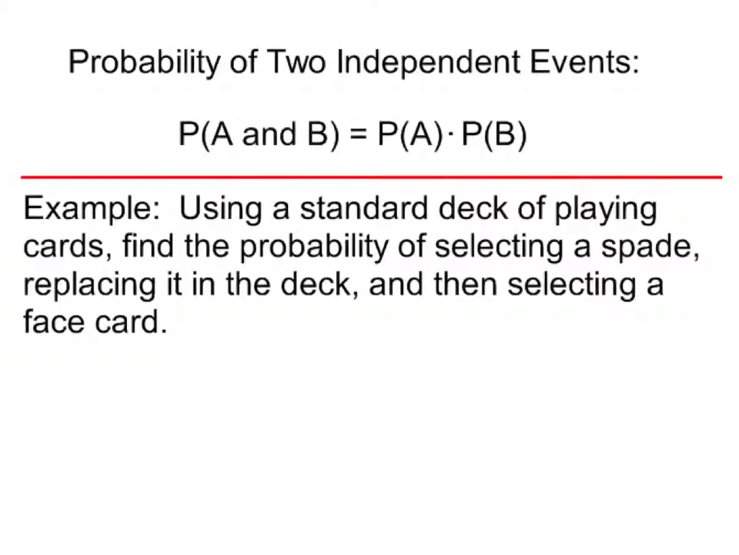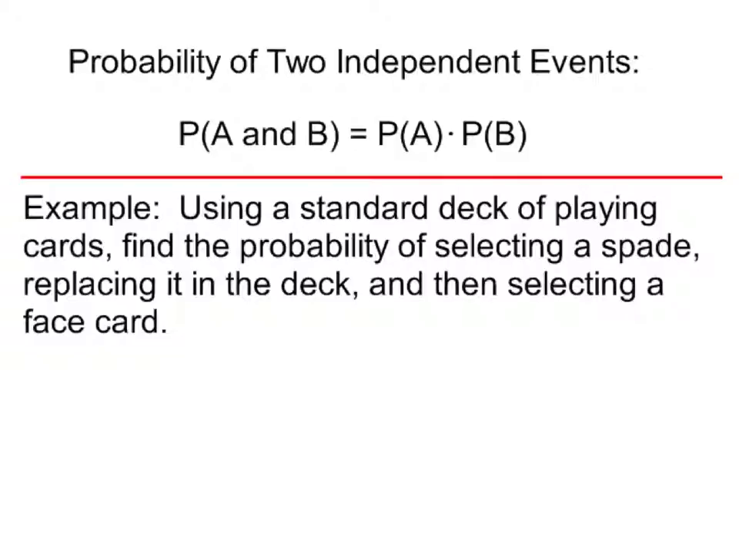An example of the probability problem with two independent events, thus a situation where one event does not impact the other, is found by the product of the probability of each event. For an example, using a standard deck of playing cards, find the probability of selecting a spade, replacing it in the deck, and then selecting a face card.